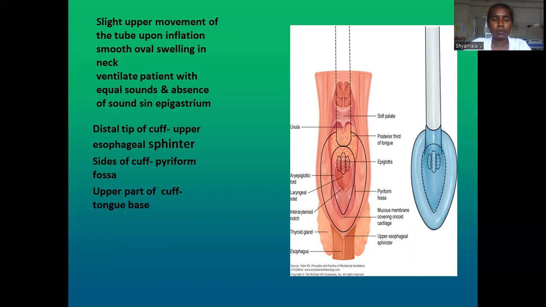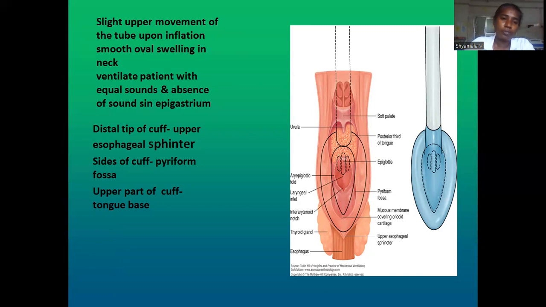So after putting, inflate the tube and look for the oval swelling in the neck, and auscultate the patient for equal sounds in both lungs, both sides of the chest, and look for absence of sound in the epigastric region. And the distal tip of the cuff usually lodges in the upper esophageal sphincter.